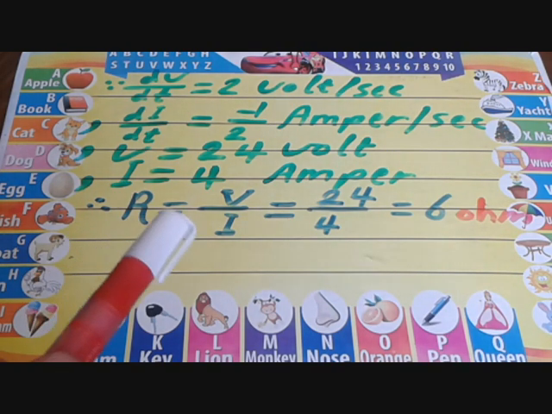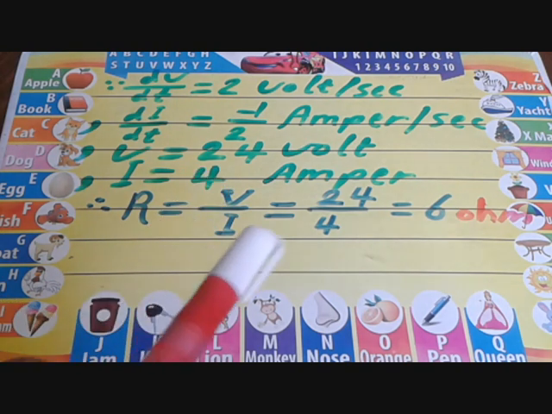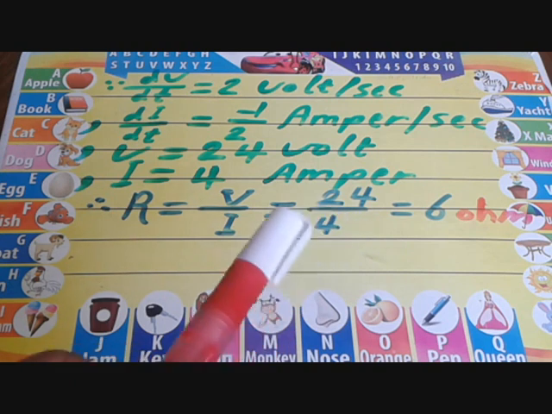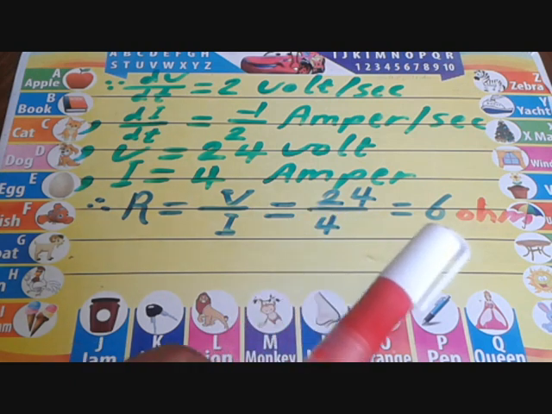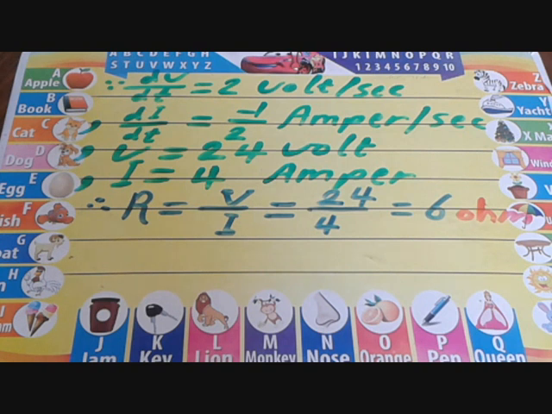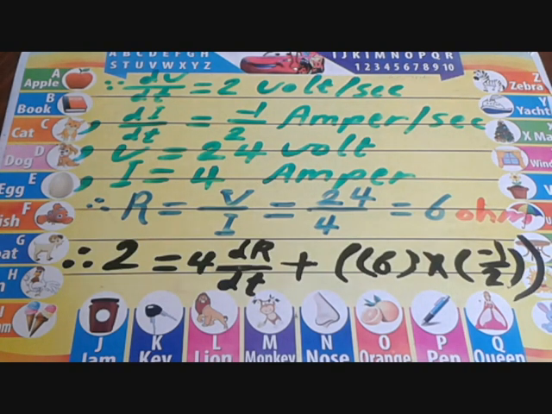Therefore, R equals V over I, which equals 24 over 4, which equals 6 ohms. This is from substitution in the equation in the previous part. Review the previous part. Therefore, 2 equals 4 dR by dt plus (6 times negative half).